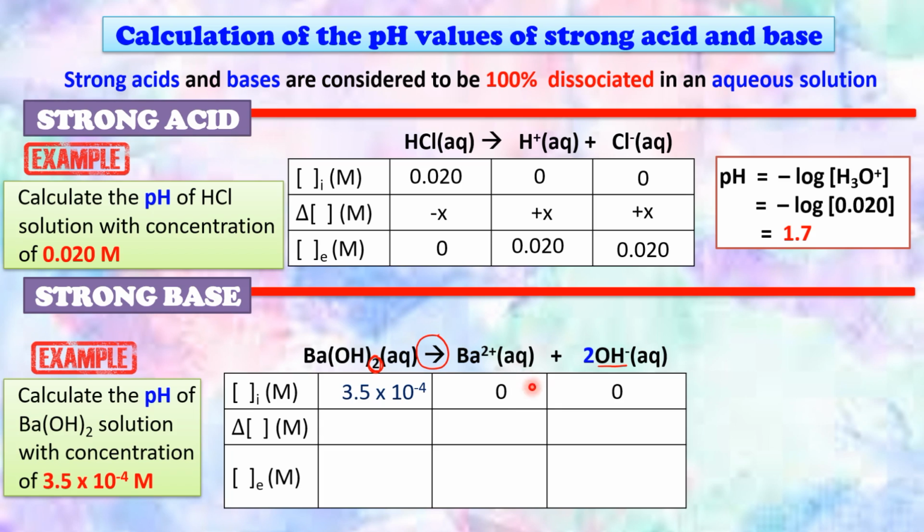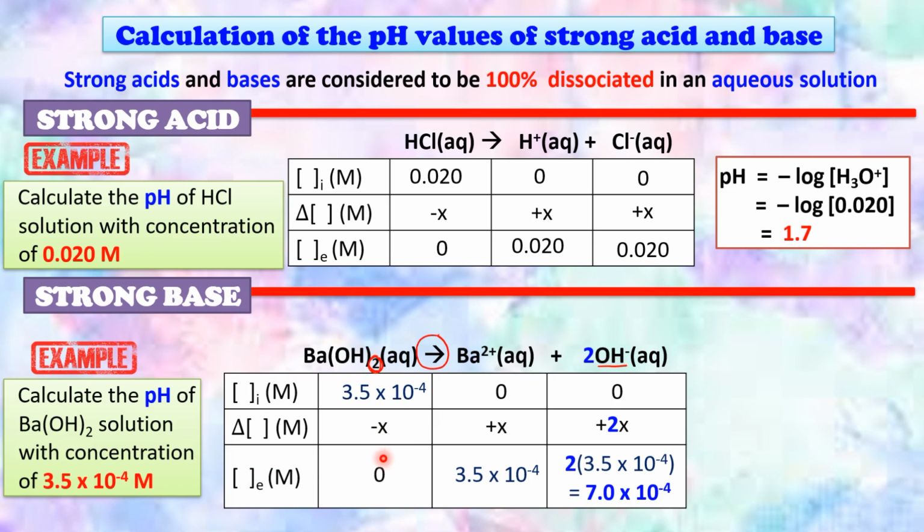As for the products, it is 0 because not dissociated yet. For the change in concentration, for the strong base, it will decrease, negative x. Barium 2+ increases, positive x, because the coefficient here is 1. As for the OH- ion, it will increase by 2x since the coefficient here is 2.